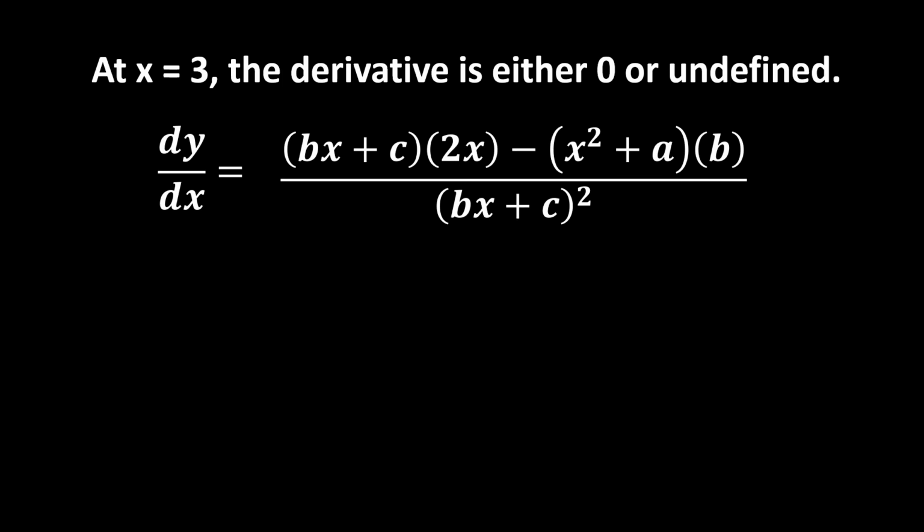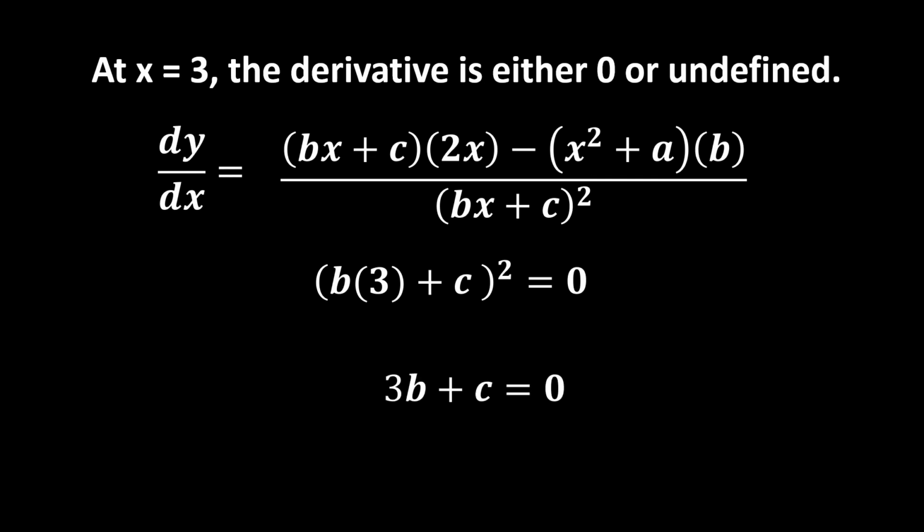I'm now going to substitute 3 into the x of the denominator and equate that to 0. By extracting the square root of the left side and the right side, we'll have 3b plus c is equal to 0, in which case c is equal to -3b. Similarly, I will show you that this is an impossible situation.